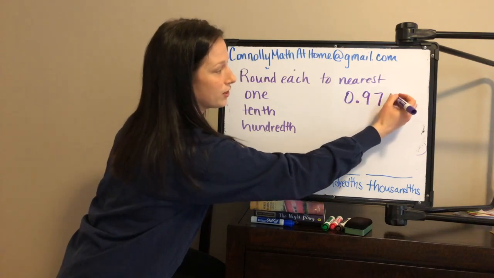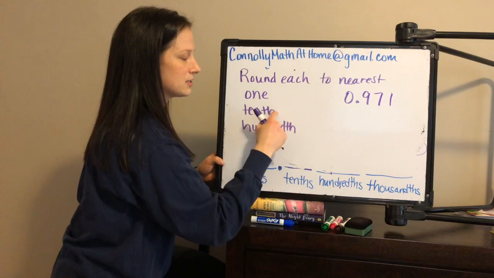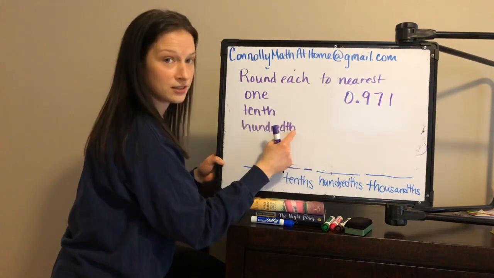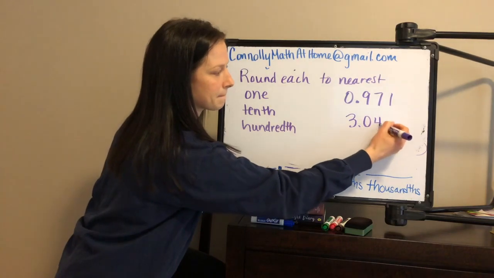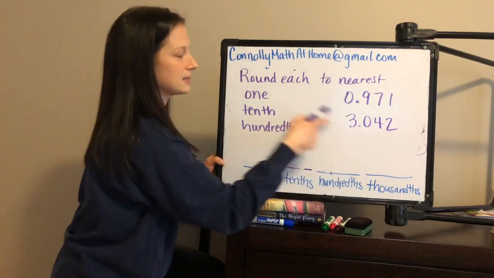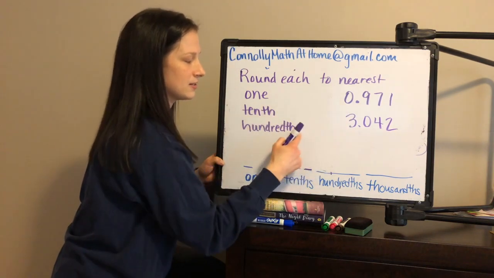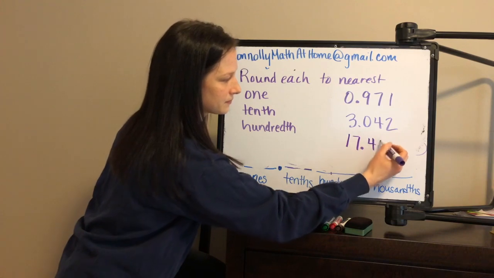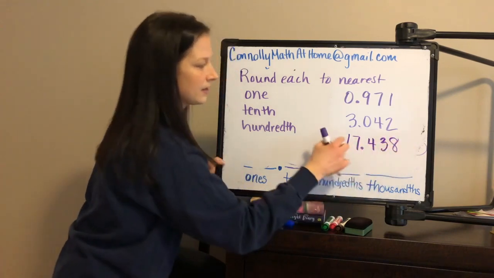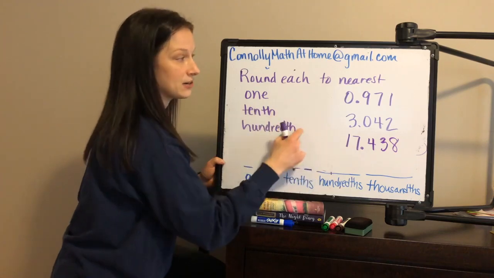So let's try rounding. Well, you're going to try it on your own at home. Round that one to the nearest 1, to the nearest tenth, and then to the nearest hundredth. Okay, then I'll give you a couple more. Round that one to the nearest 1, then round this to the nearest tenth, then round this to the nearest hundredth, and the last one. Practice rounding to the nearest 1, the nearest tenth, and the nearest hundredth.